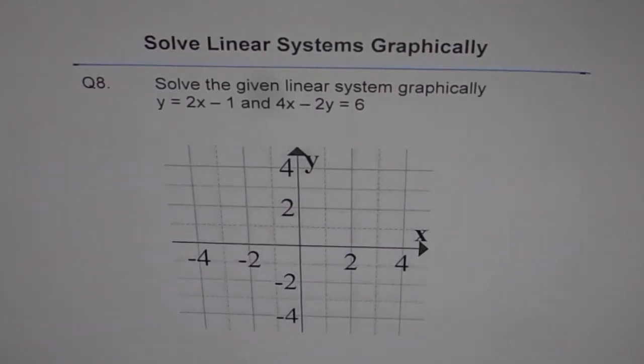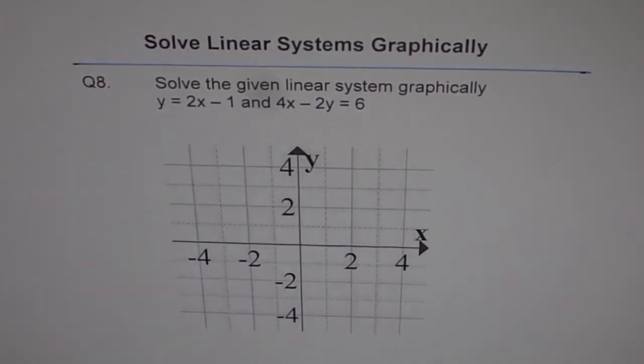Solve linear systems graphically. Question 8. Solve the given linear system graphically. y equals 2x minus 1 and 4x minus 2y equals 6.